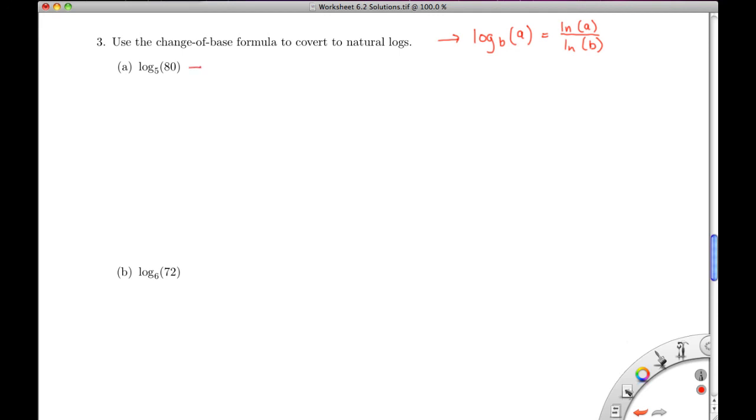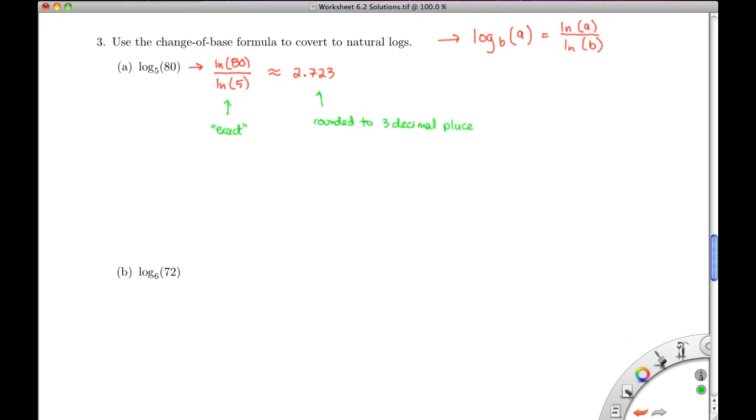So using this formula, we're going to rewrite the log base 5 of 80 as the ln of 80, which we could get on our calculator if we need to estimate, divided by the ln of 5. And if we did type this into our calculator, you would get approximately 2.723. So the thing to note here is that this would be considered an exact solution, whereas this would be rounded to 3 decimals.